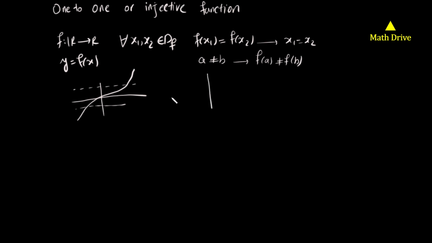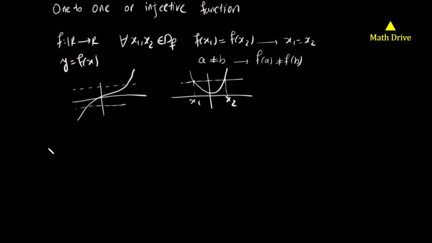But if we, for example, take a look at this graph, we can clearly see that if we have a horizontal line, for example for this point, x1 is not equal to x2, however f(x1) is equal to f(x2). So this function is not one-to-one.